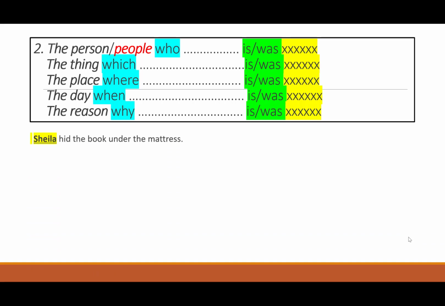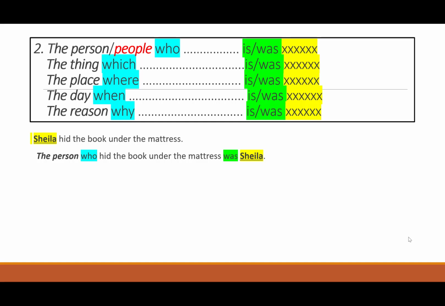Now, look at the sentence. Sheila hid the book under the mattress. The one we would like to stress is Sheila. According to the pattern above, guys, Sheila is a person, right? That's why we use the person. Be careful, check singular or plural. Sheila is one person, that's why we use the person. If it's Sheila and someone else, you have to use the people because it's plural. Okay. This is the result, guys.